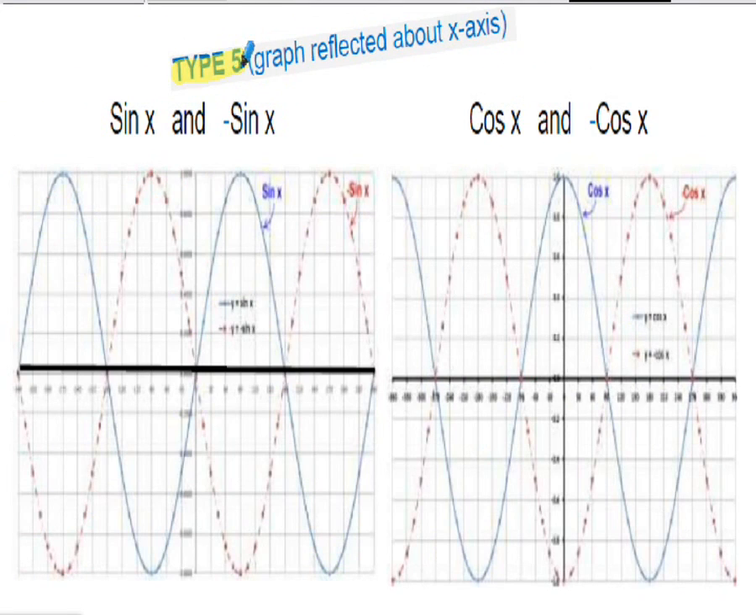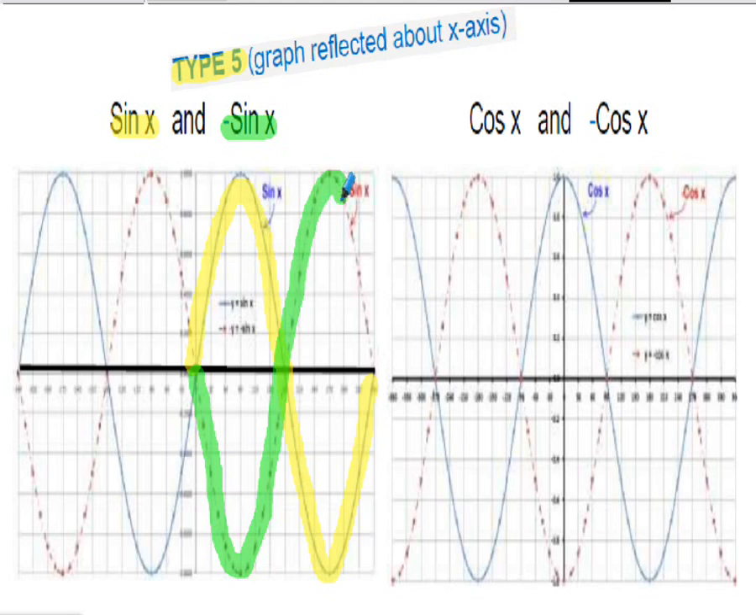Further type 5 examples, look at sine x first of all. Here is the sine x curve plotted between 0 and 360 degrees. If we consider the negative sine x function, we will plot this shape here. As you can see, it's again the mirror image of the sine curve about the x-axis, and it applies whether we're looking to the left or the right of the vertical axis here.